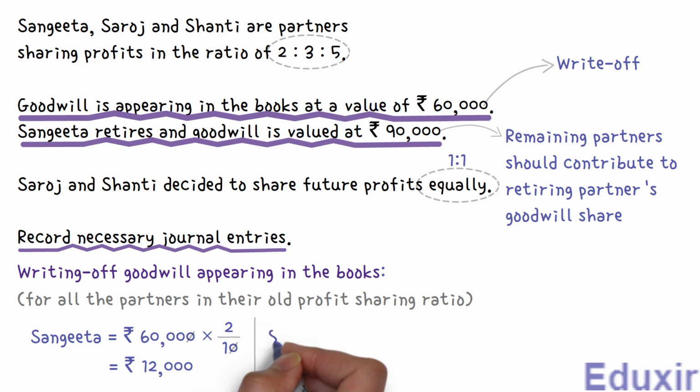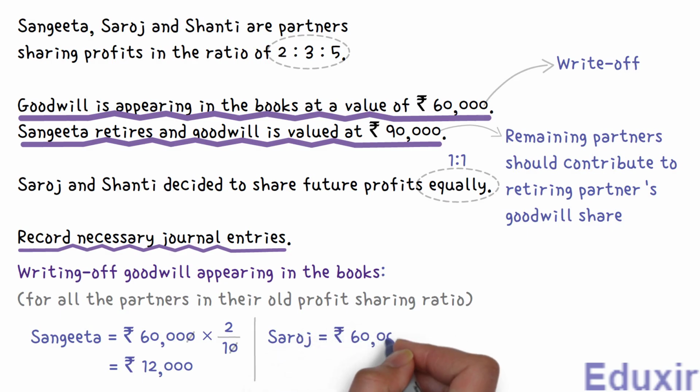Now, for partner Saroj, this is equal to the total goodwill appearing in the books, which is 60,000 rupees multiplied with his profit sharing proportion 3/10. Let's cancel the 0 in 10 for a 0 in 60,000 rupees. Now, if we multiply the remaining 6,000 rupees and 3, we get 18,000 rupees. This is the amount of goodwill that needs to be written off from partner Saroj's capital account.